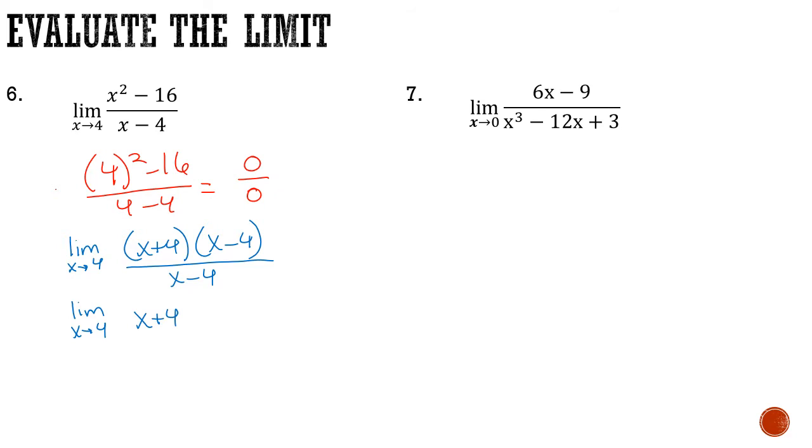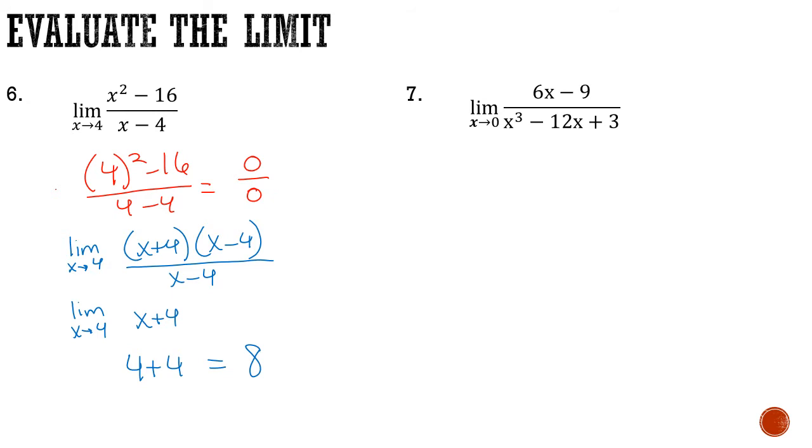And just as a reminder, when you have a factor that cancels in the numerator and denominator, a hole is created. So if we were able to look at this graph, there's a hole in the graph at x equals 4, which is why we couldn't directly substitute. That's why we got 0 over 0. But now I've simplified it, and I can substitute this 4. So 4 plus 4 equals 8. So the limit as x approaches 4 is 8.